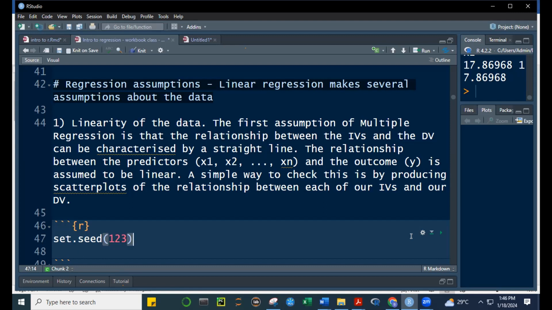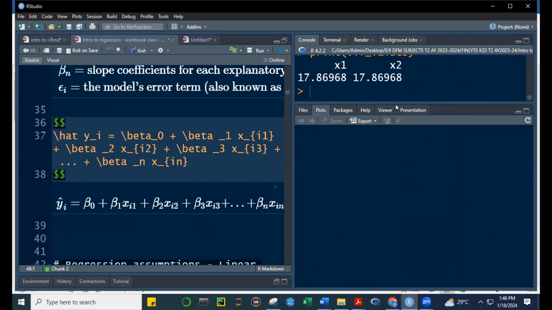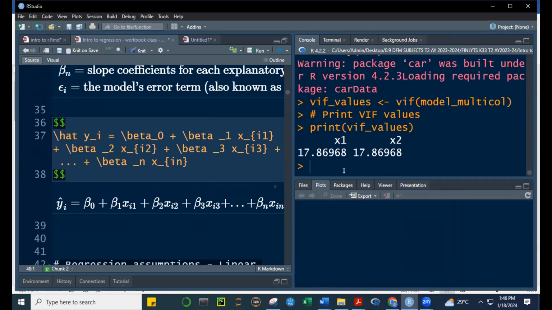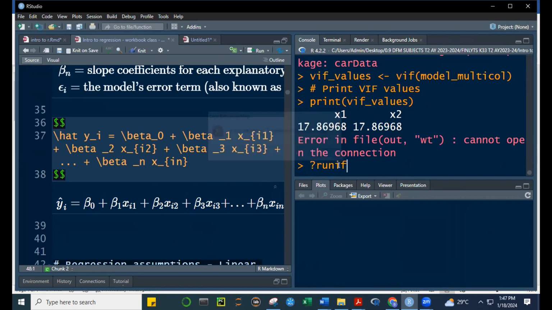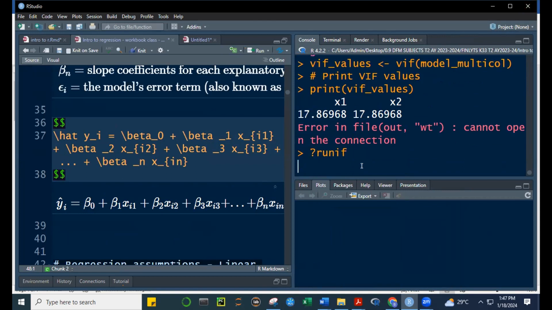Otherwise, if we don't use that, we are not going to generate the same numbers. The first function that we're going to use is runif. There's this function called runif. In the console, a question mark means help, the help function.